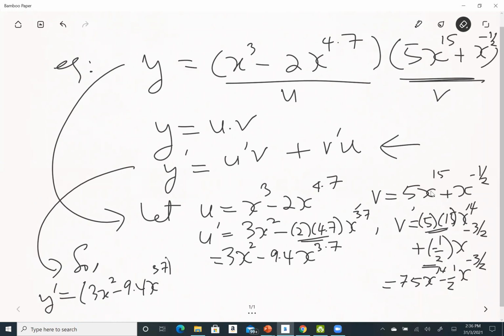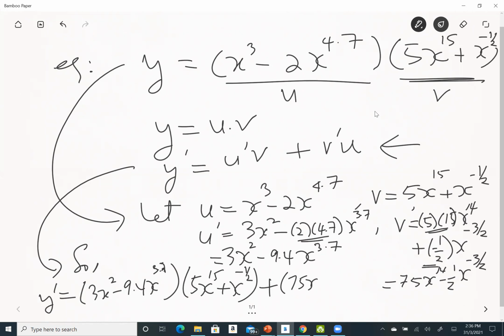3.7, I put the bracket. Okay, 3.7. That's u prime multiplied by v. So you get 5x to the power of 15 plus x to the power of negative a half. Now plus v prime. V prime is 75x to the power of 14 minus a half x to the power of negative 3/2.